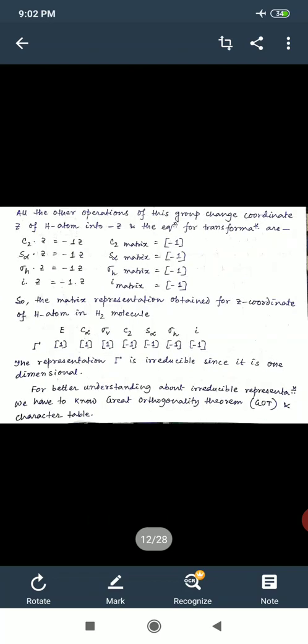Then I have also discussed the irreducible representation. Irreducible representations are the main thing which we write in the character table of any type of point group. In case of the irreducible representation, we are writing 1-dimensional, 2-dimensional or 3-dimensional matrix elements, like that. Then we came to the great orthogonality theorem, that is GOT, and we have also discussed the GOT.